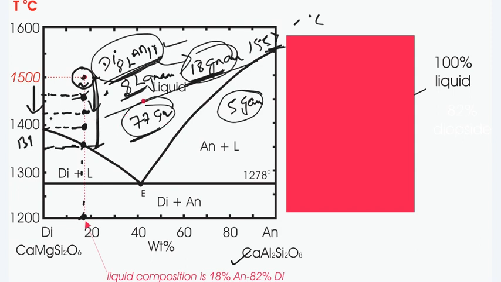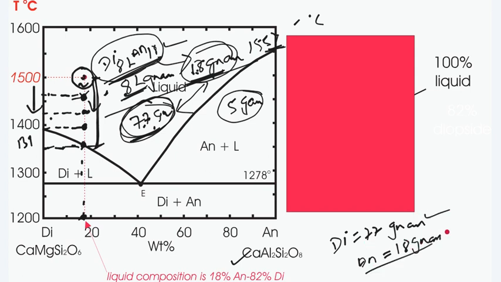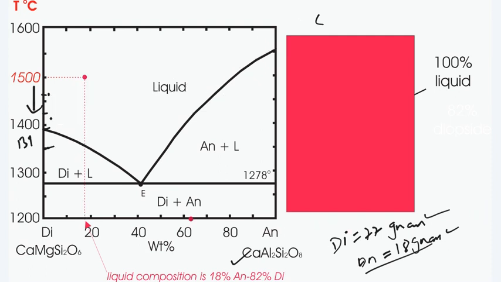If you represent 77 gram of diopside in percentage, what will be the percentage of diopside against the other side? Diopside is 77 gram and the other side is 18 gram. Now calculate the percentage of diopside. Approximately how much will it be? 81% is diopside.